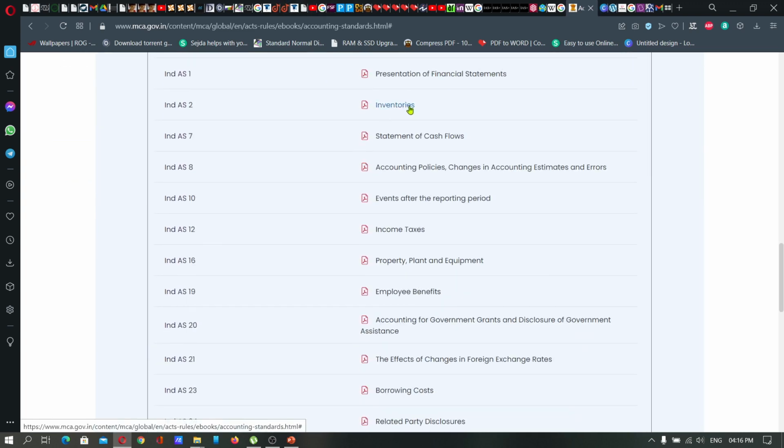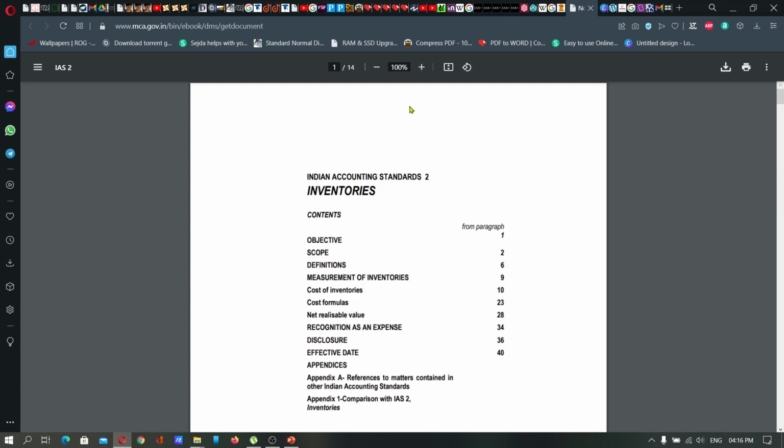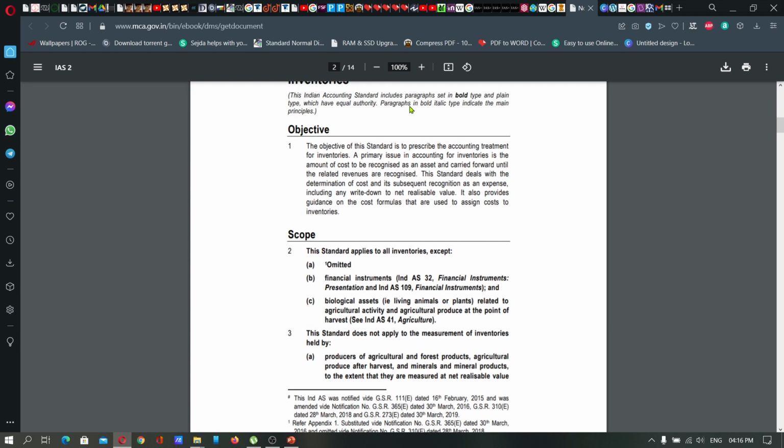Next one, Ind AS 2, inventories. I believe you all know what is meant by inventory. Inventory is actually a common term given to materials. Materials, from raw materials to finished goods, we can commonly call inventory. At the initial stage, a material is known as raw materials. Once it is passed through various processes within the company, the raw materials may be changed to finished goods, or to partially finished goods, and in between the finished goods and the raw materials, there is another set of items that is known as work in progress.